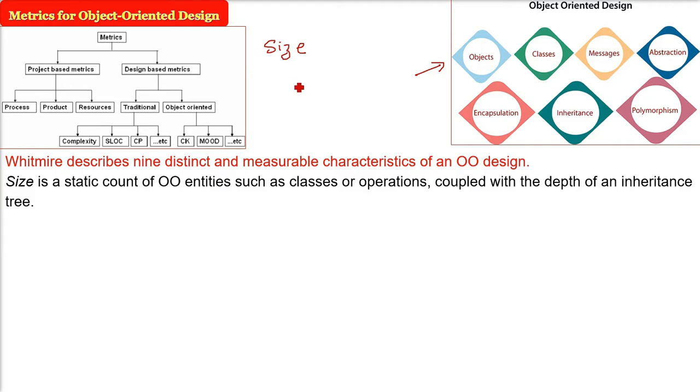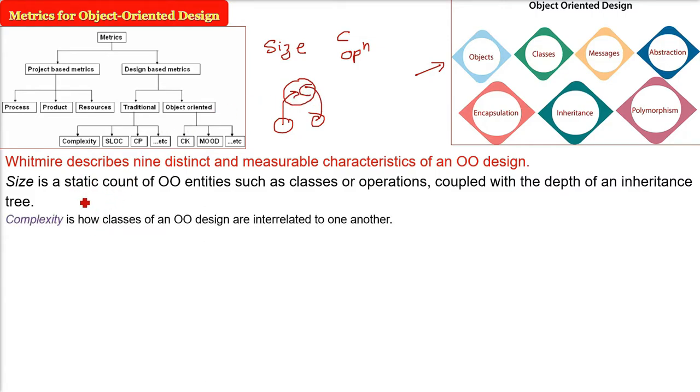Size is a static count of these object-oriented entities, like the classes or the operations or the inheritance tree, the depth of the inheritance tree, combined with this, the size. So what I'm trying to suggest here is that there are certain distinct characteristics, and those characteristics can be an idea of metrics for the object-oriented design, what Whitmire has suggested.